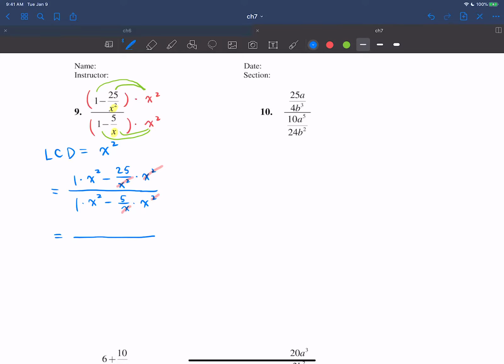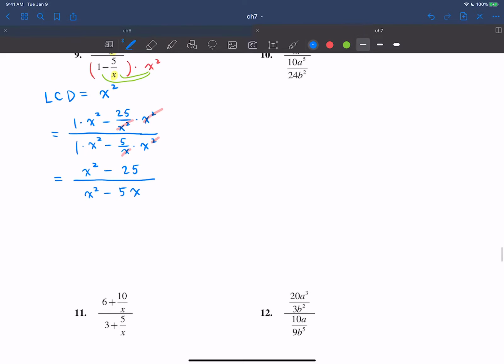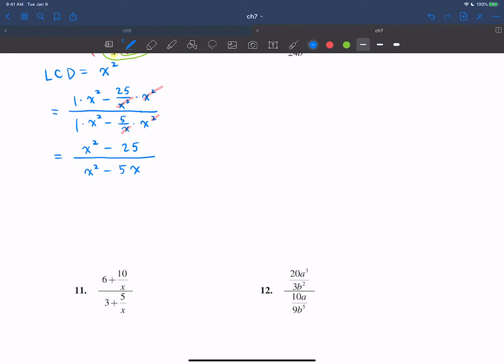1 times x squared is x squared minus 25. As for the bottom, you have x squared minus 5x. It does look like that's the final answer. However, we are able to factor the top and the bottom and do some simplification.